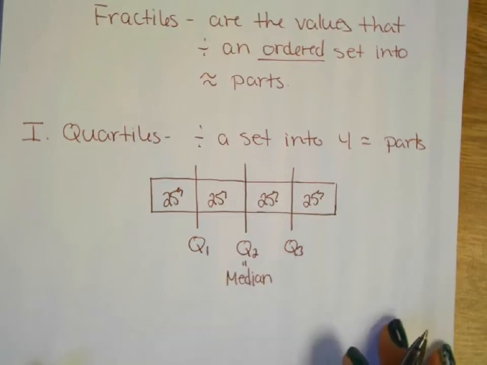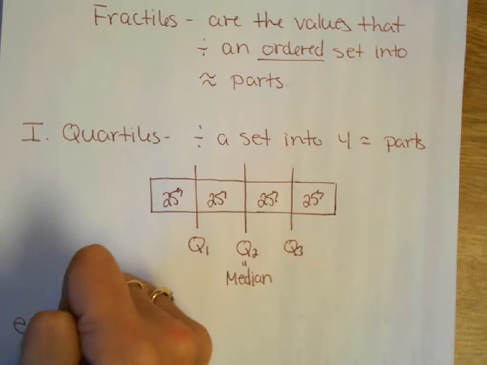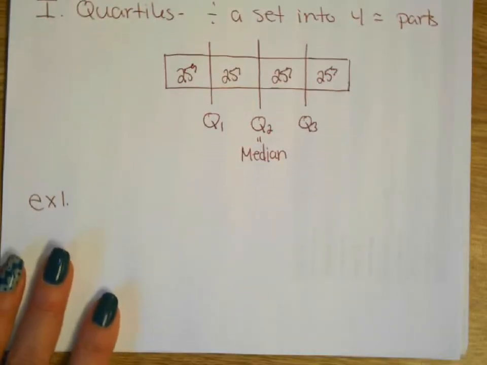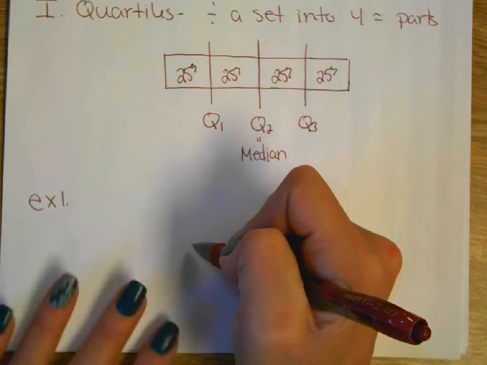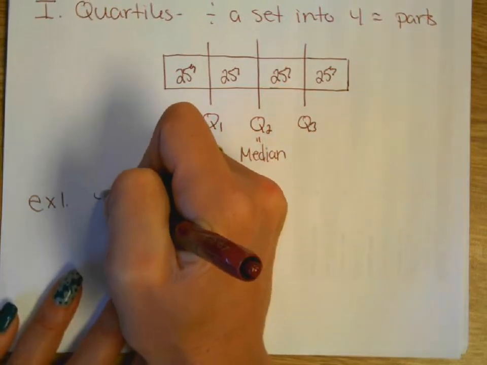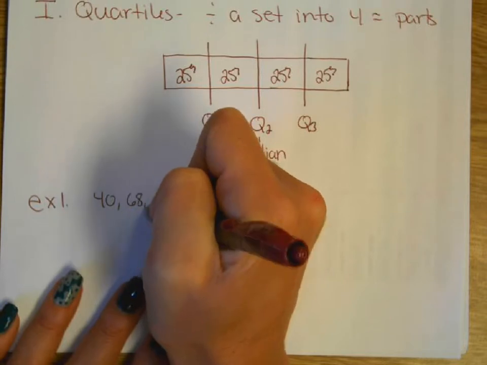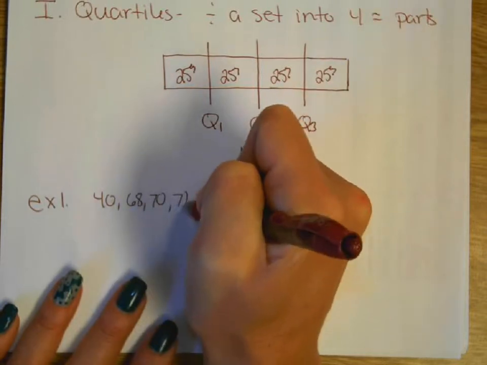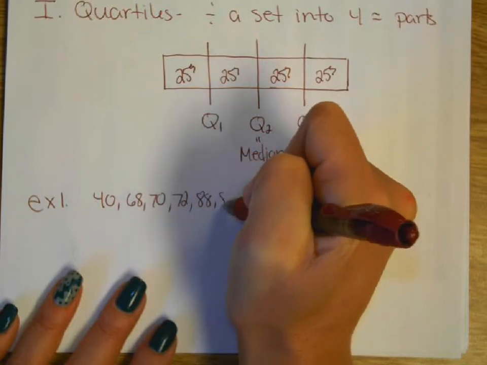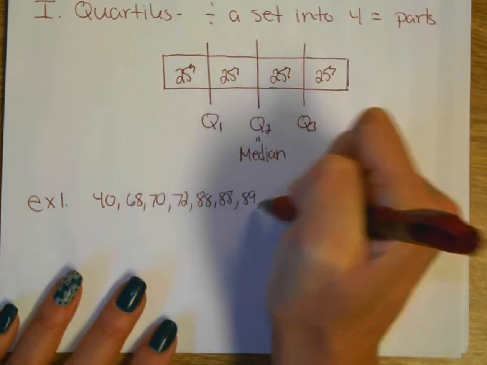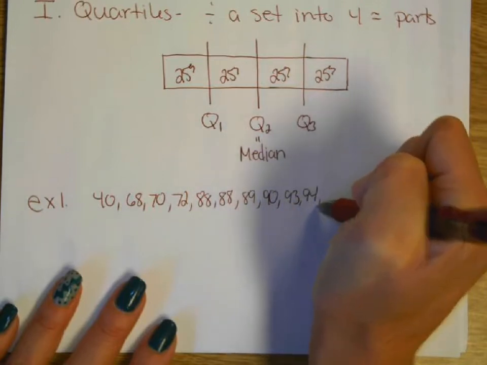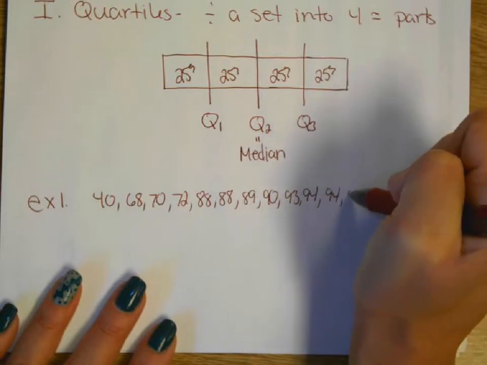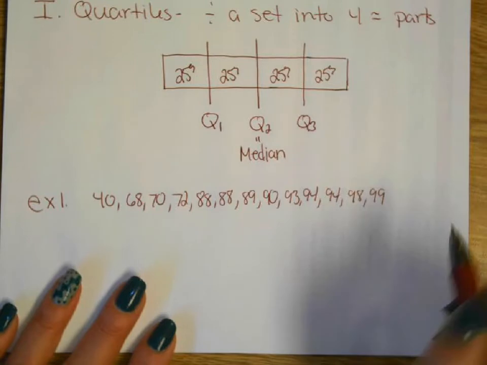So let's practice quartiles. So let's say first test, 13 test scores. And I'm going to go lowest to highest. I'm going to give them to you. So just listen and write them down. Don't just bob your head up and down here. Lowest score was 40%, 68, 70, 72, 88, 88, 89, 90, 93, 94, 94, 98, 99.